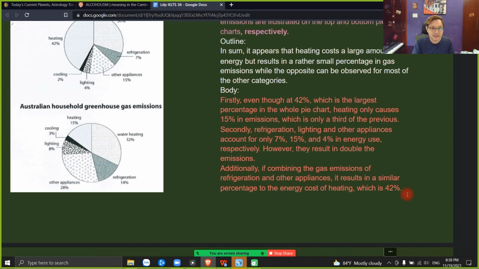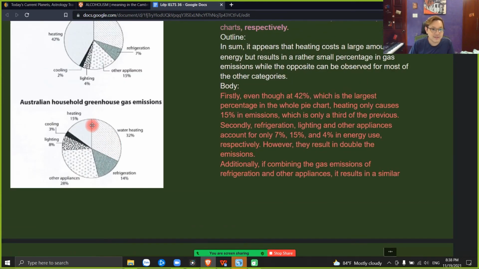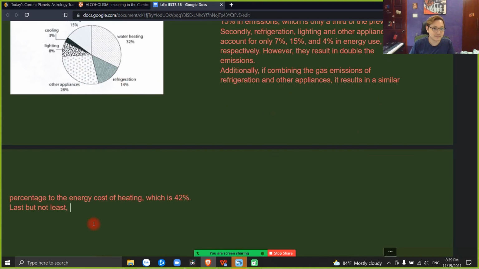Now, I can say last. Okay, where is that? Last but not least. Last but not least, I can mention the thing that doesn't change, like water heating. It seems that. It sounds more careful when you say it seems that. It appears that. It sounds more careful, though it adds three words. It seems that, you know.